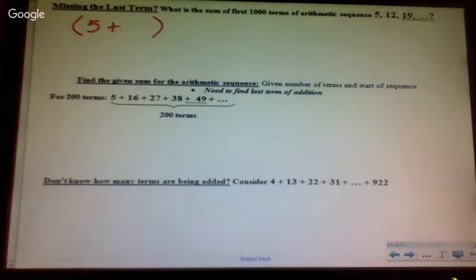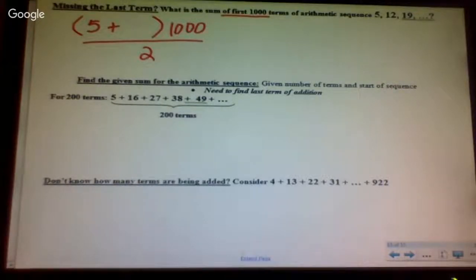Divided by 2, and how many terms do I have? How many terms do they want me to add together? 1,000. It says find the sum of the first 1,000 terms. So my job right now is to find that last term.